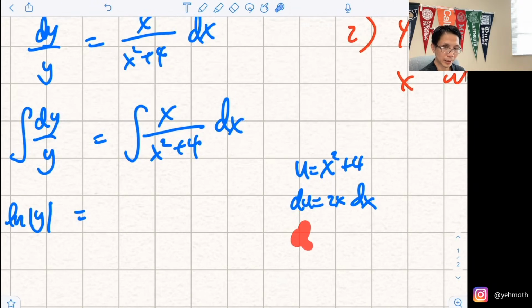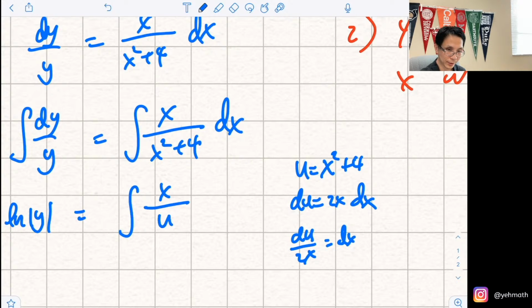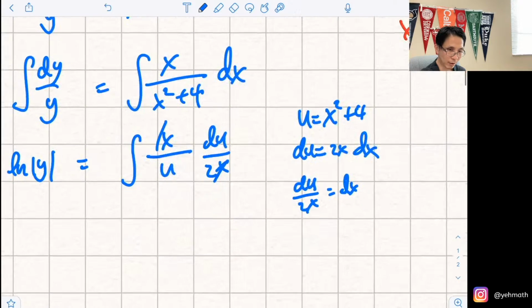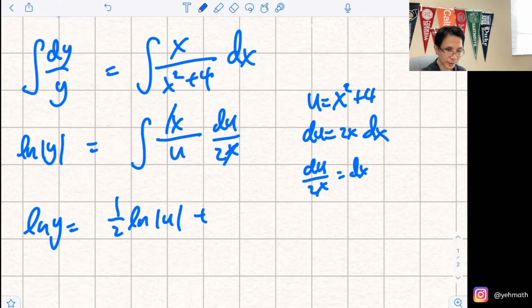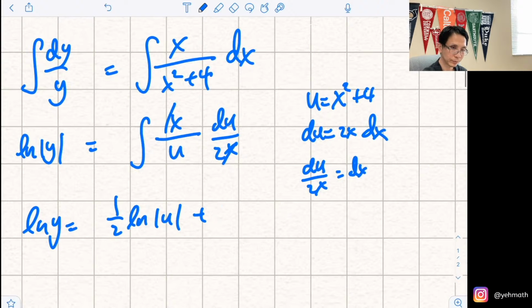So you've got du over 2x equal to dx. So the integration of u x and this du over 2x, the x cancels out. ln of y is equal to 1/2 ln of u plus c. And that u is equal to what? x squared plus 4, right?